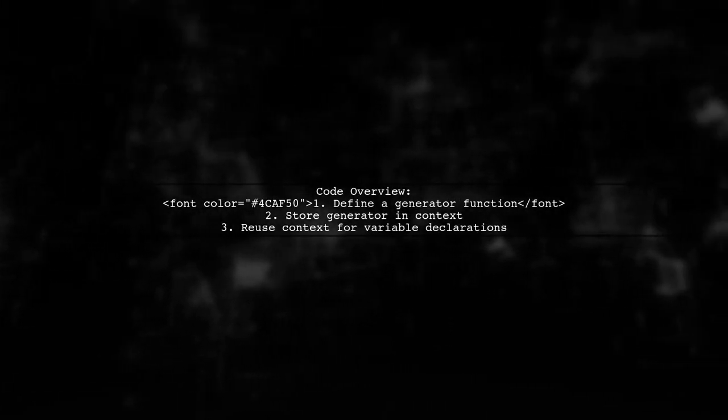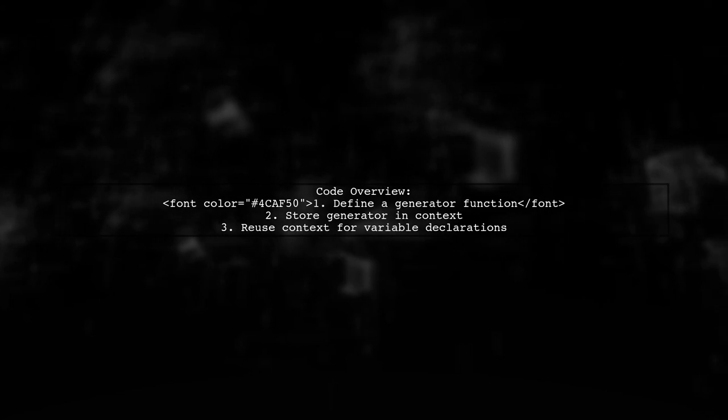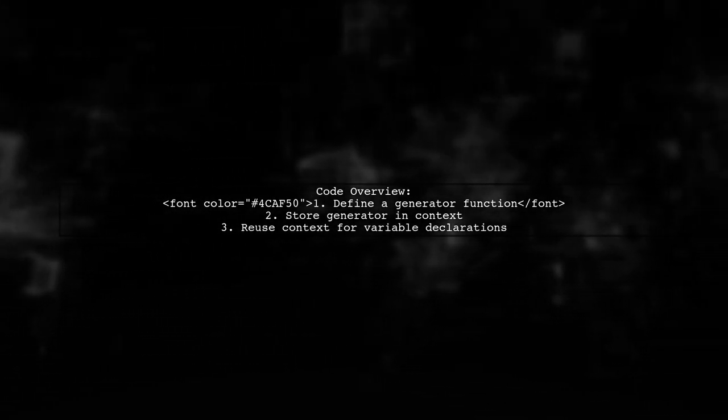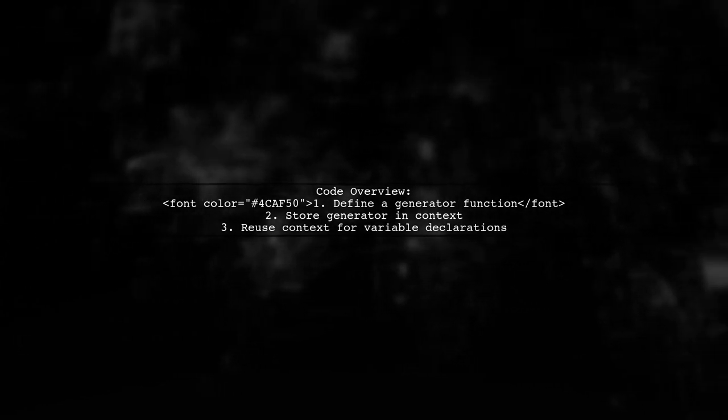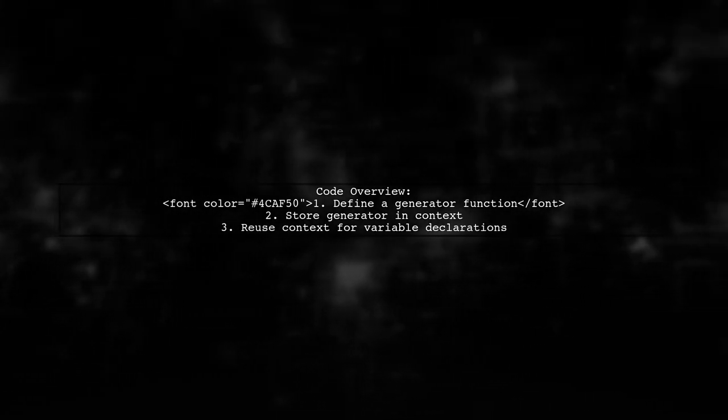Here's how the code works. First, we define a generator that runs eval and pauses until it receives new source code. If the generator doesn't exist in the context, it's created and stored. This allows us to reuse the function's context for variable declarations.